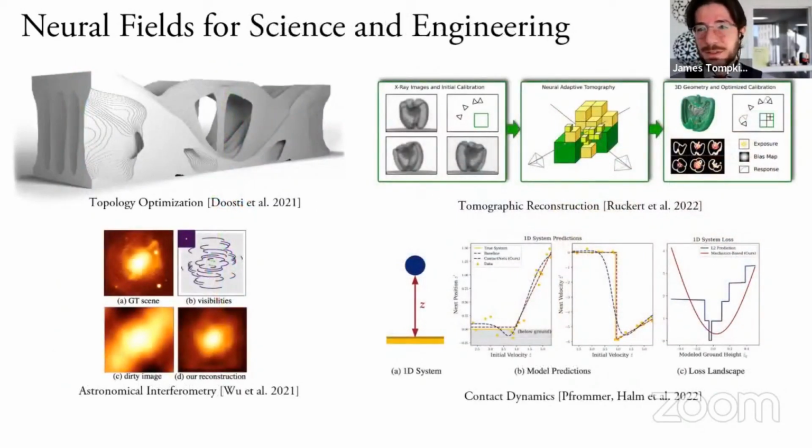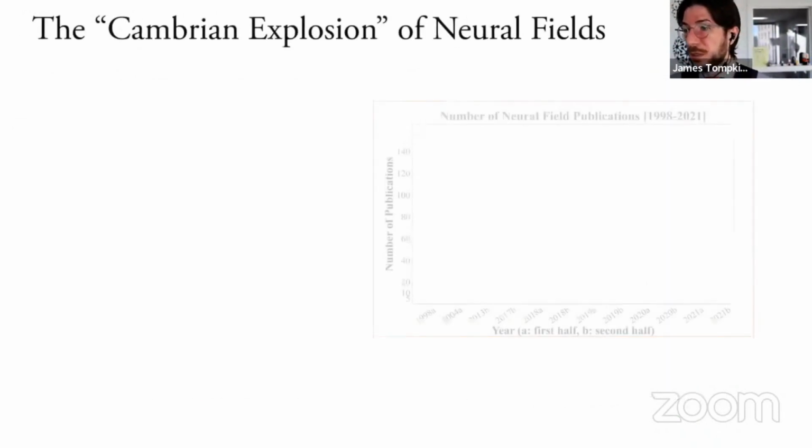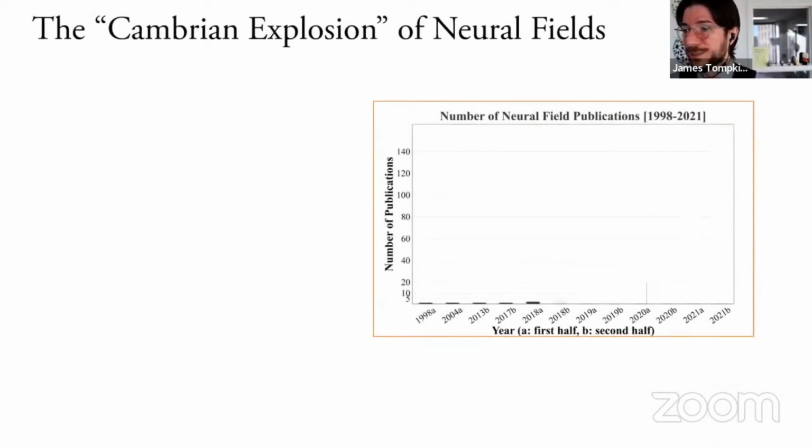And then people are starting to use these in other disciplines too, in engineering and science, topology optimization, tomographic reconstruction, astronomical interferometry, or even to do things like predict contact dynamics in scenes. And there's been a separate parallel set of work in what's called physics-inspired neural networks, which are the same principal idea that if I use the neural network to model some kind of field within physics, I can solve my complex optimization problems.